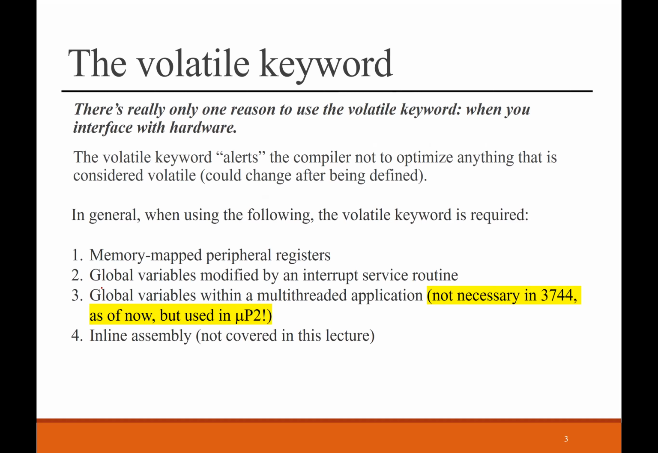Also, if you do take Micro P2, you'll see that in multi-threaded applications, global variables will also need this volatile keyword. And inline assembly: we already saw that the SEI instruction, in the inline assembly, had the word volatile, so that it didn't disappear, even if it doesn't appear to the compiler that it should exist.